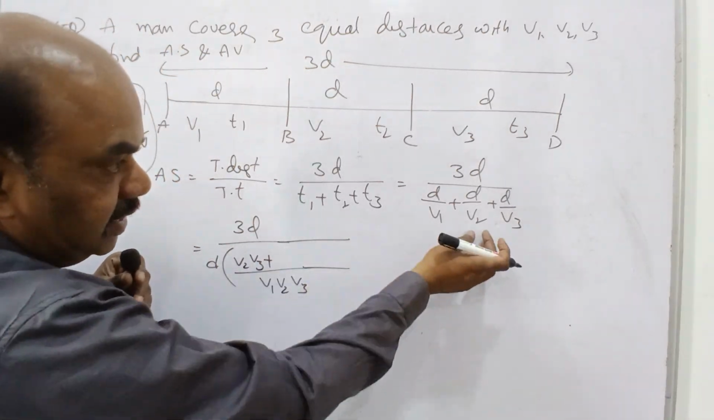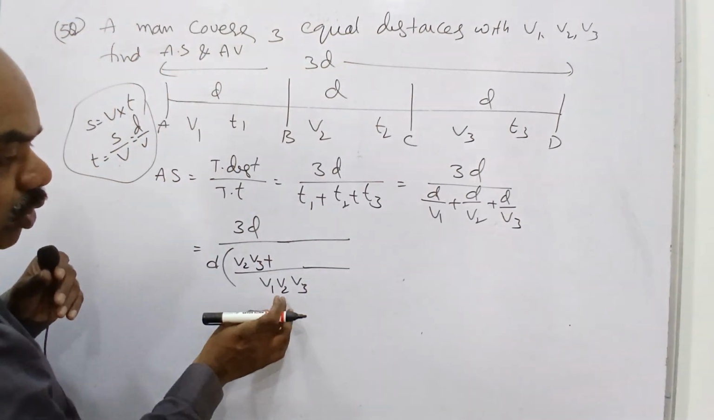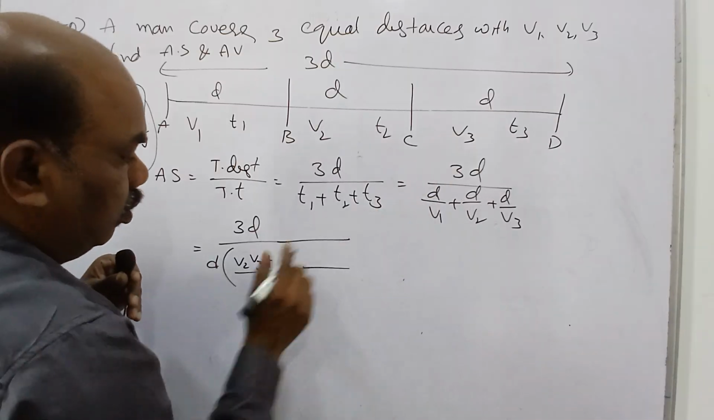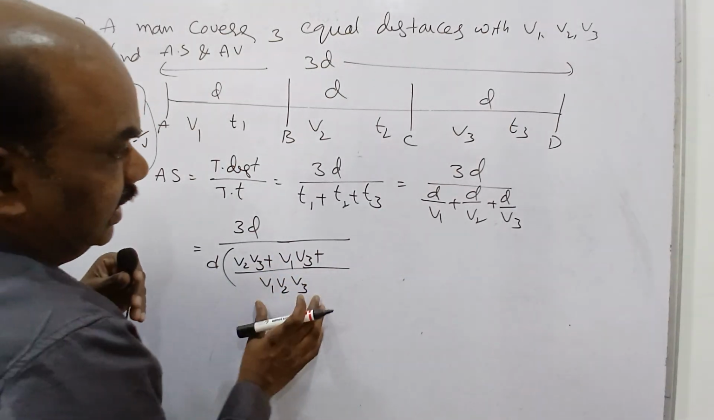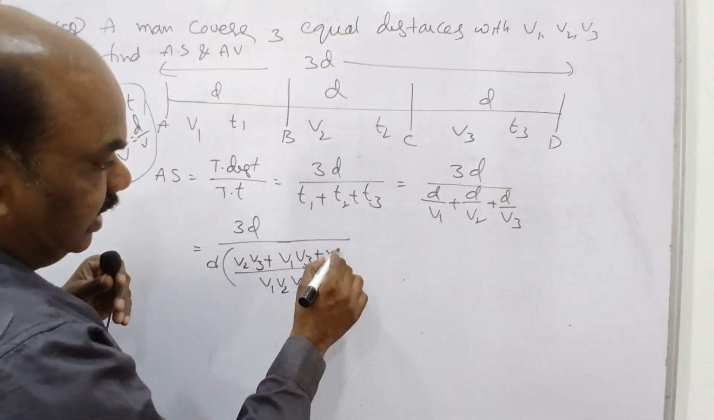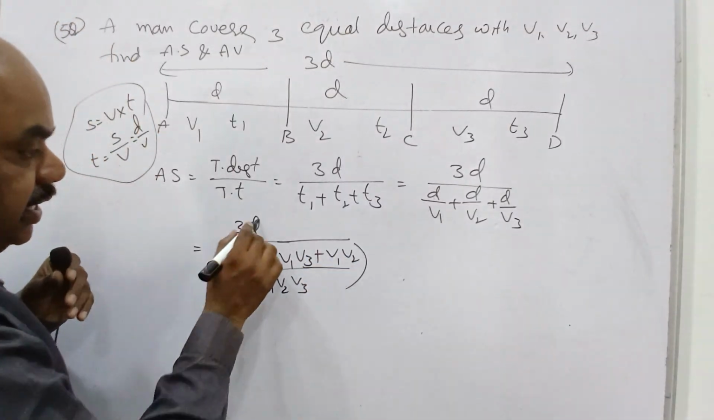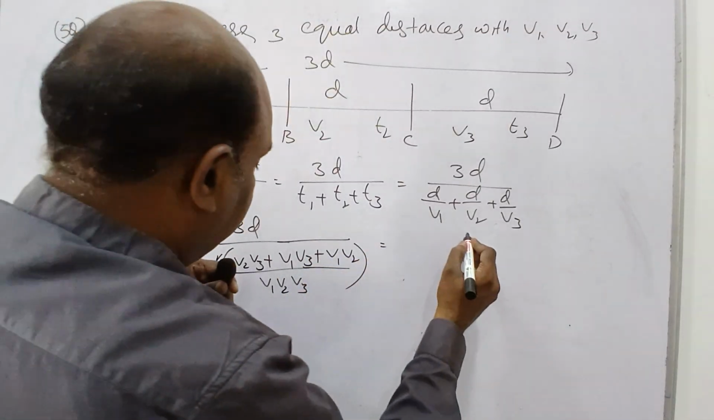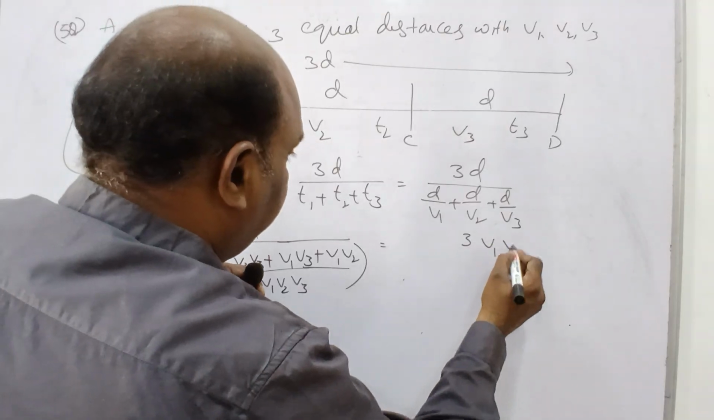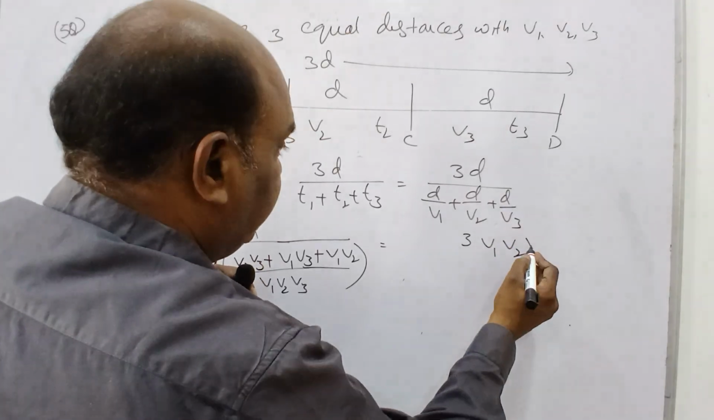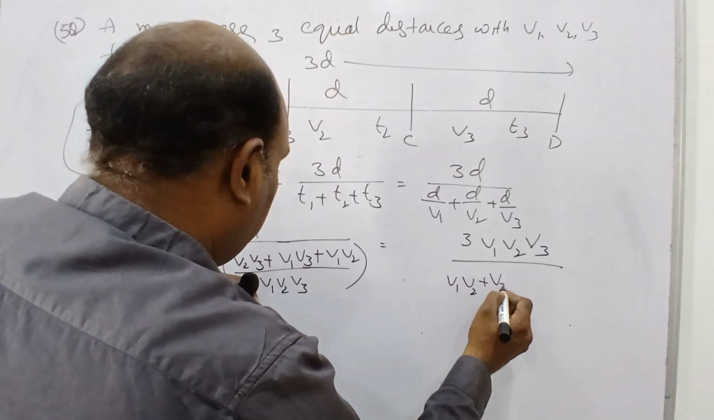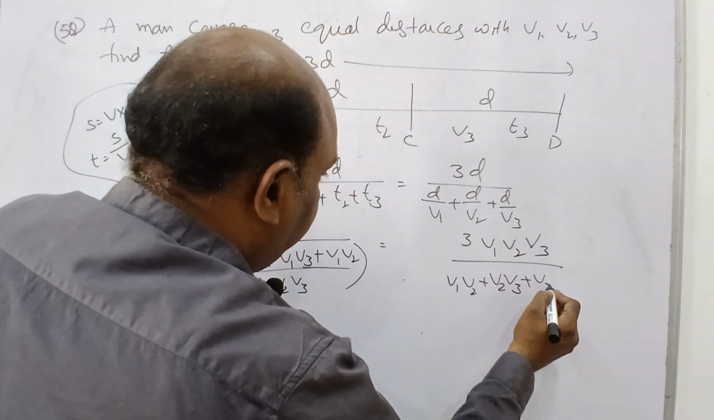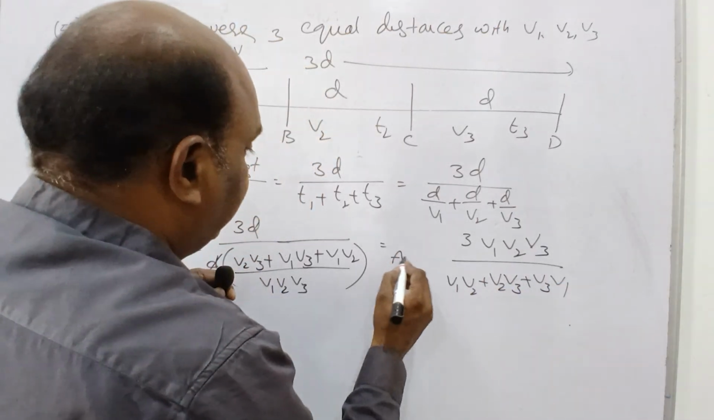Now this total LCM divided by v2, v2 gets cancelled. v1, v3 into 1, v1, v3. Why? Because d we took common. LCM by v3, v3 gets cancelled. v1, v2. d, d cancel. So the final answer is 3 v1 v2 v3 by v1 v2 plus v2 v3 plus v3 v1. This is what average speed.